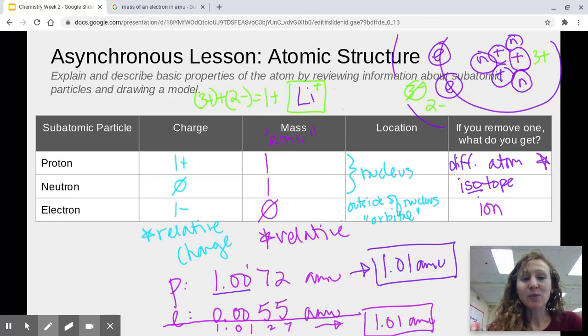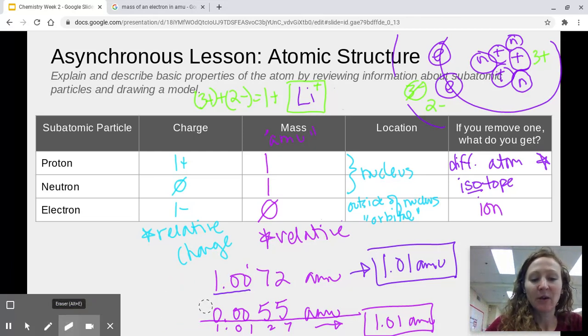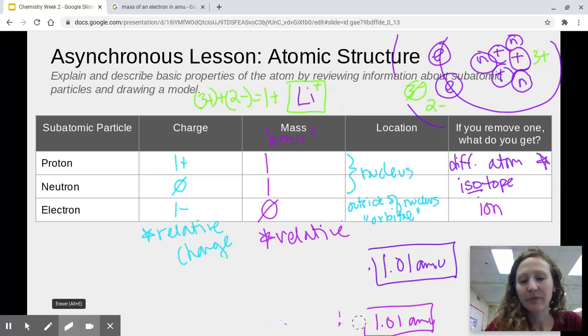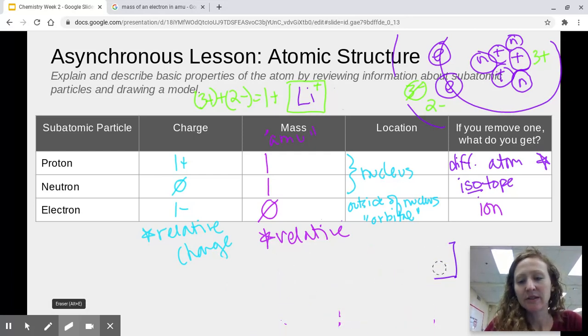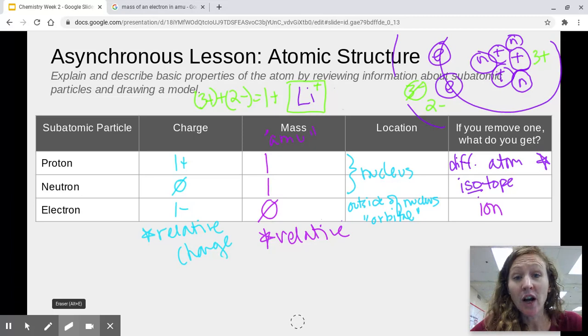so let's practice building a model here. Let's look at the carbon that we were initially talking about on the periodic table. Actually, I take it back again. Let's do fluorine. Okay, so take a minute now and draw a molecule of fluorine, just like I've drawn lithium above.